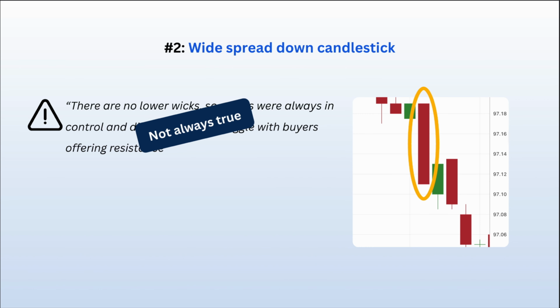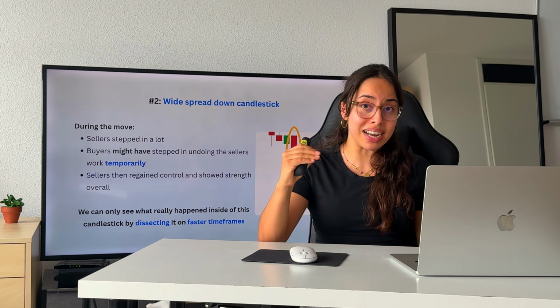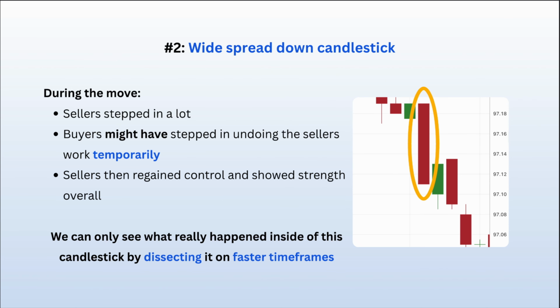But even if the buyers stepped in temporarily, the sellers then regained control and showed strength overall. And when the sellers regained control, that lower wick got erased. Again, guys, I'm gonna say this over and over again until it gets imprinted in your mind. We can only see what really happened inside of this candlestick by dissecting it on the faster time frames.